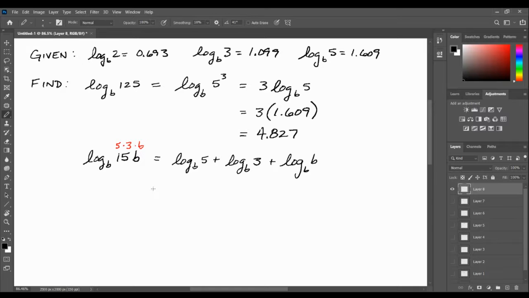Well, what do I know? Log base b of 5 was given as 1.609. Log base b of 3 was given as 1.099. Log base b of b is 1. So this looks like 3.708, just adding those three numbers together.